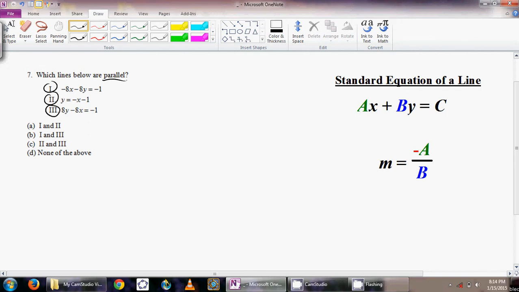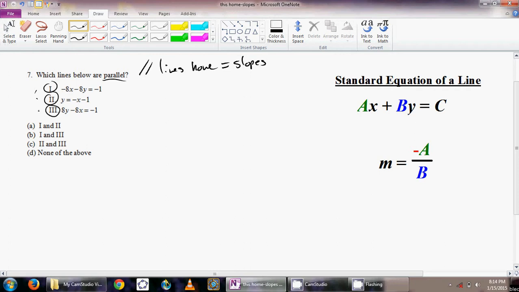If we're trying to see if lines are parallel, we know we have to compare their slopes because parallel lines have equal slope. So our goal is to find the slope for each of these lines and then find the two, or however many, that have the same slope, because those will be parallel.